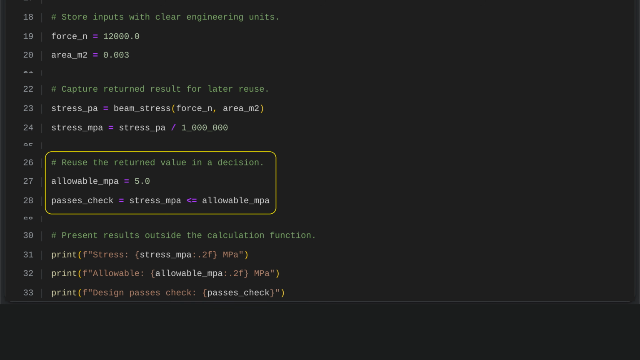An allowable stress of 5 megapascals is set as the safety limit for the design. The calculated stress is then compared with this limit, and the design passes if it is less than or equal to 5 megapascals. A passing result means the design is safe under the given conditions.